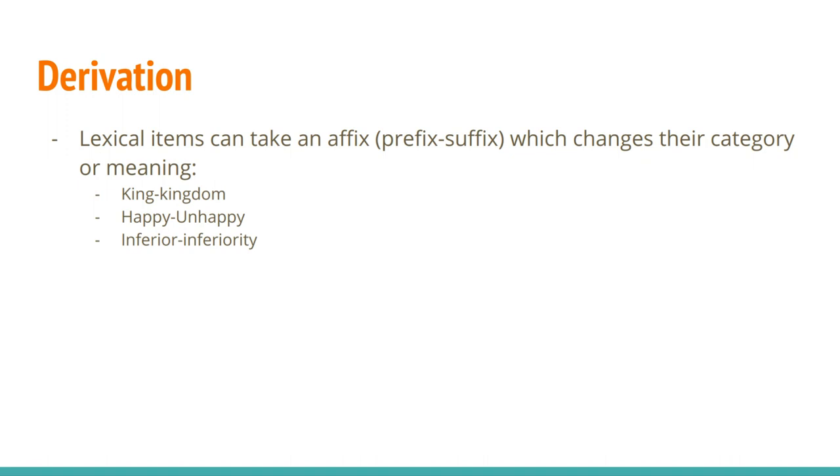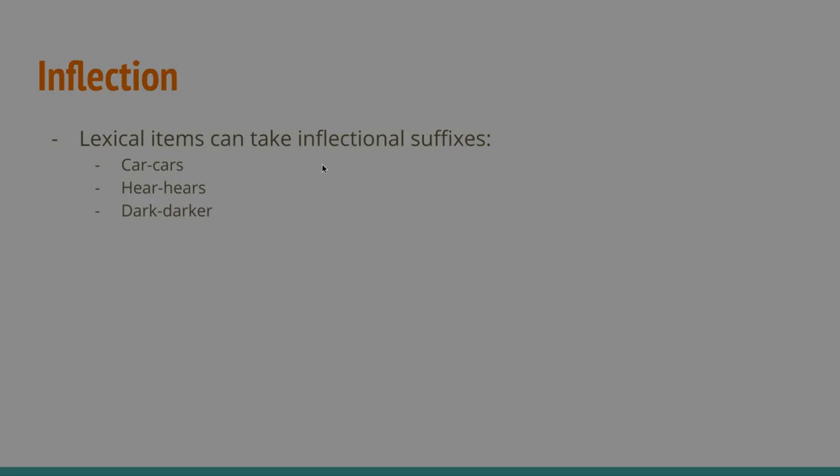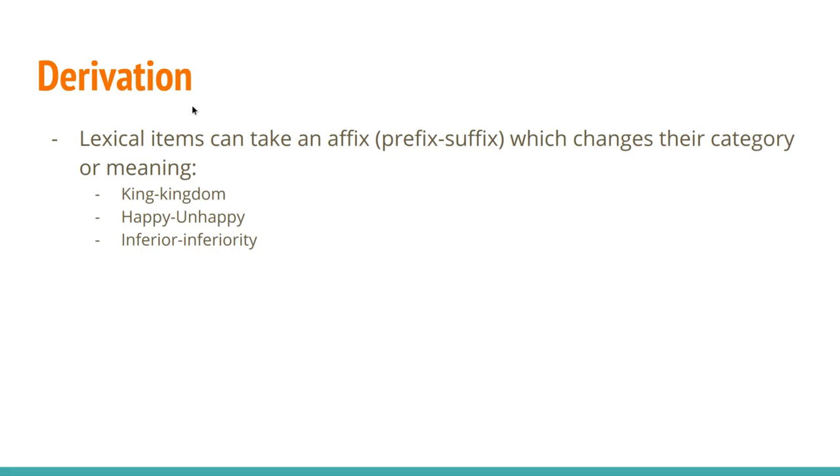In the case of nouns, if you add an s, that's just an inflectional process. But if it's derivational, I might be adding dom to king, making kingdom. In this case, we have a person, and in this case, we have a piece of land, and all that it comprises. In the case of happy, I'm adding a prefix, which makes it the opposite. And in the case of inferior, it's an adjective and I'm changing it into a noun, inferiority. So I'm adding a suffix that changes the category of my word.